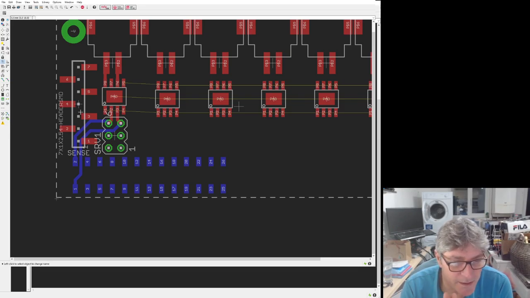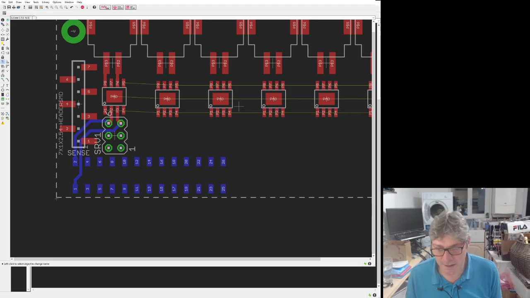Could use the servo headers for it. Yeah, so if you're not using a motor, then you could use that as a quadrature input. Let me just double check the data sheet, make sure it's not doing anything odd.